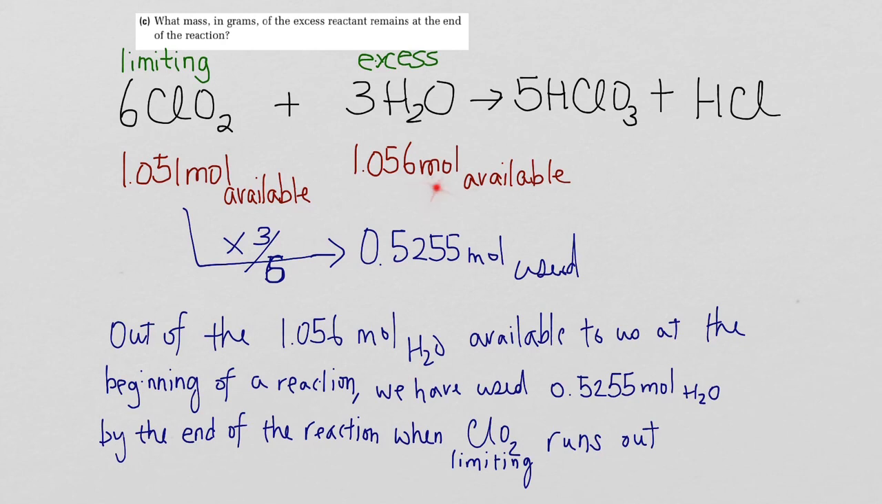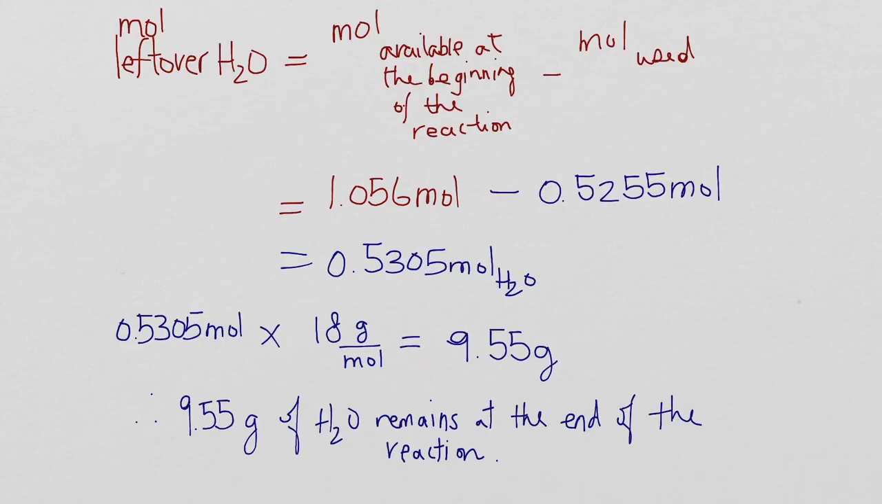Then we subtracted the two numbers, the moles available to us at the beginning of the reaction minus the amount of moles used, and that's the amount of moles left over. We then multiplied by the molar mass of the excess reagent, which is water, to get the mass of the excess reagent that's left over at the end of the reaction.